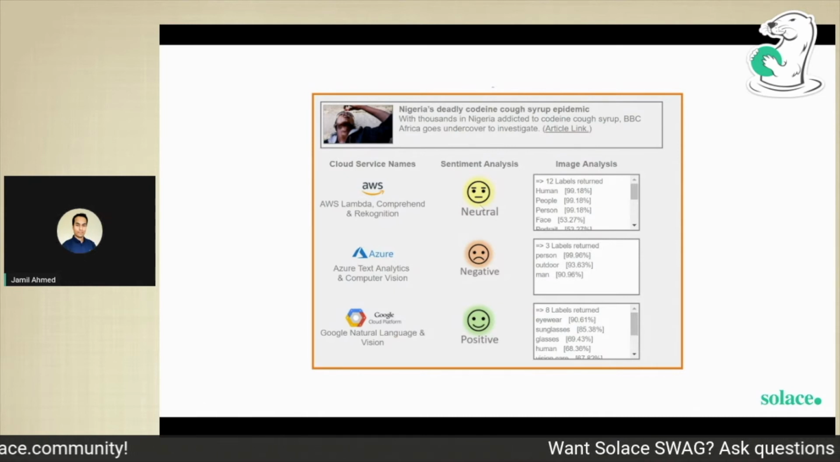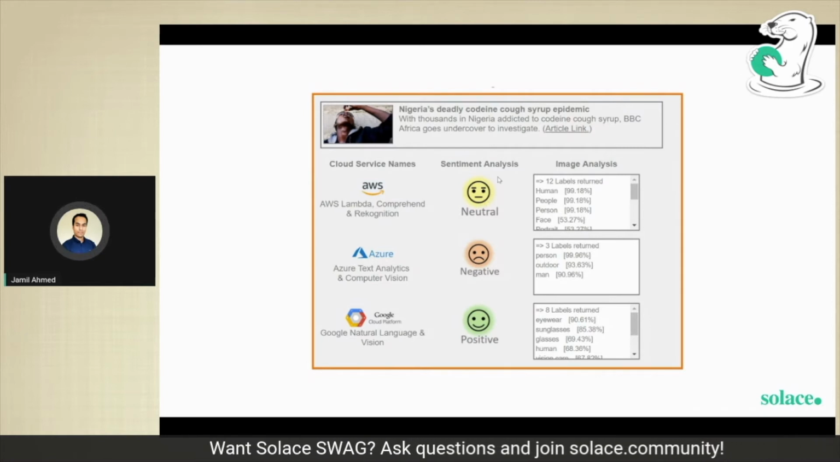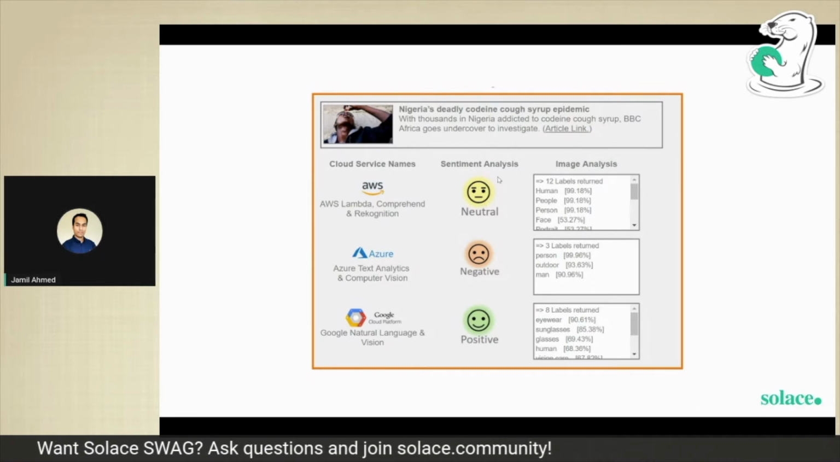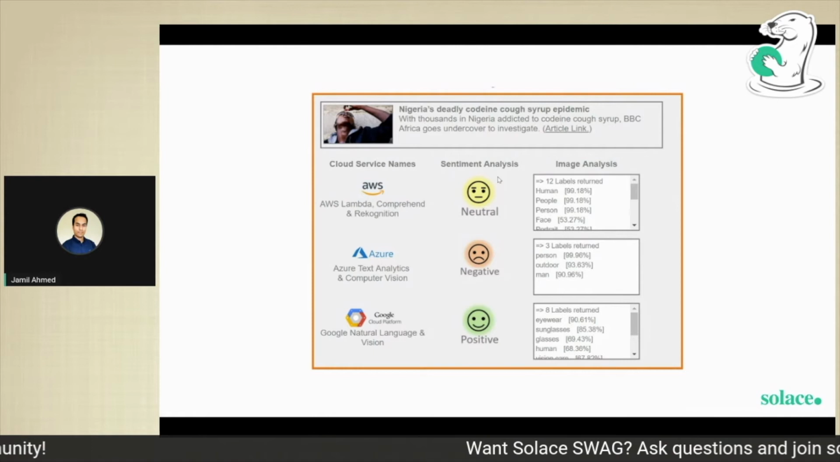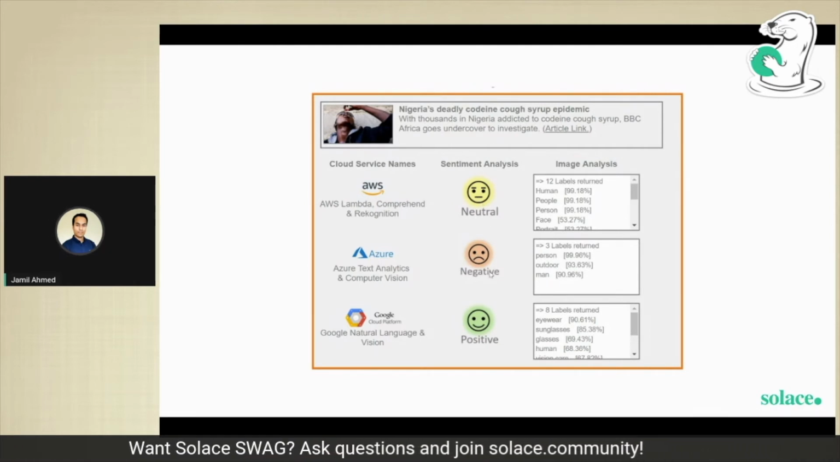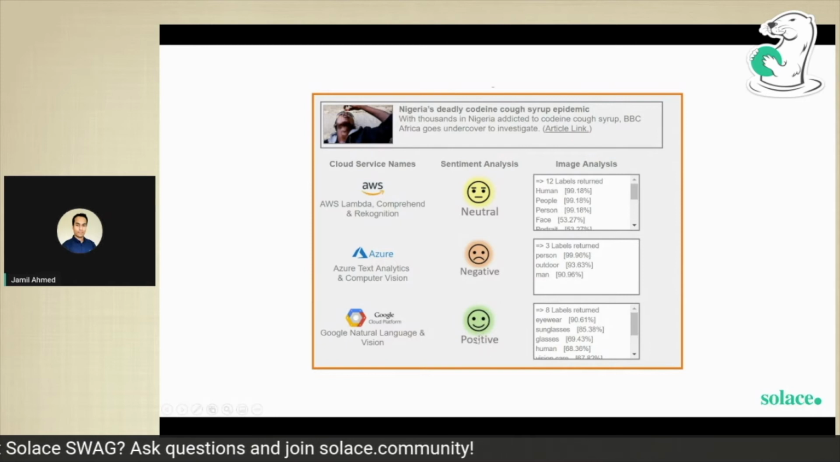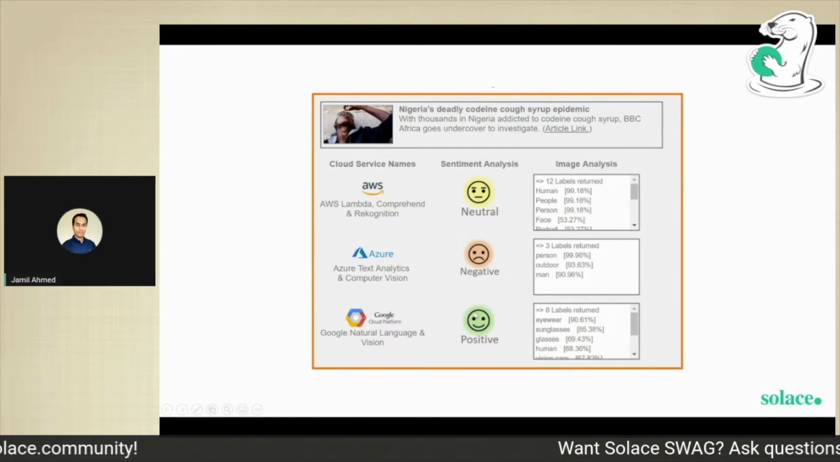AWS is just on the fence, it's saying neutral, right? Which is still a bad result. It's better to say no result than, oh, it's definitely neutral, right? You can see how that could be a logic break. Azure is doing very well in that it's identified it as negative, but this is the outlier. Why did Google's natural language processing come back and say this is a positive piece of news?